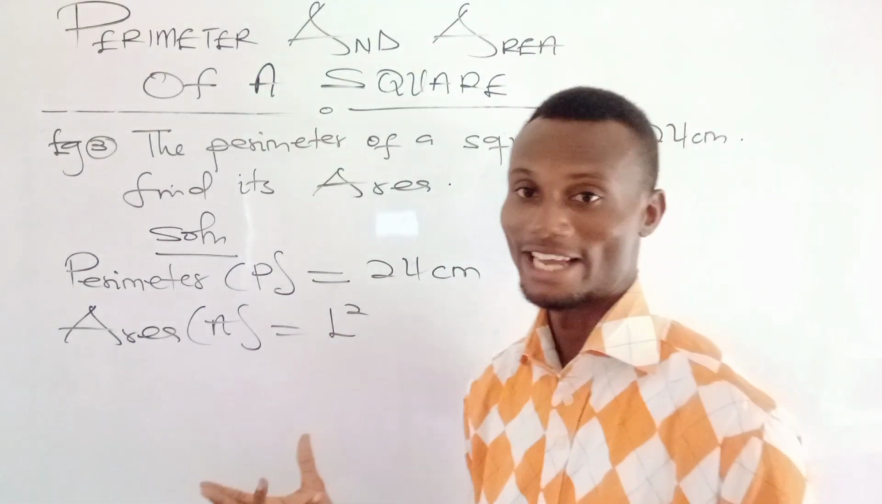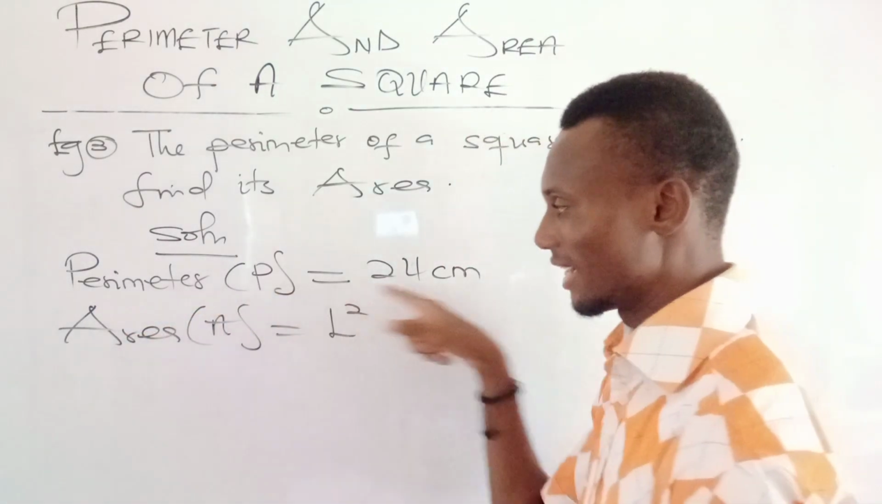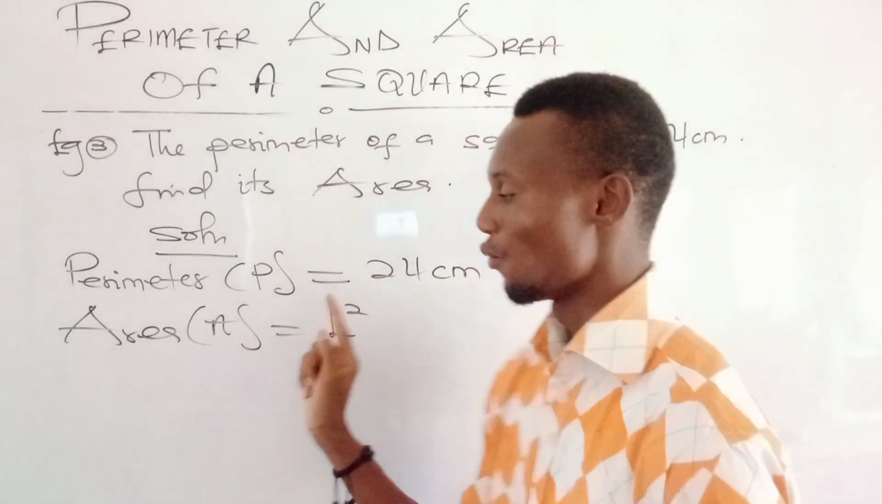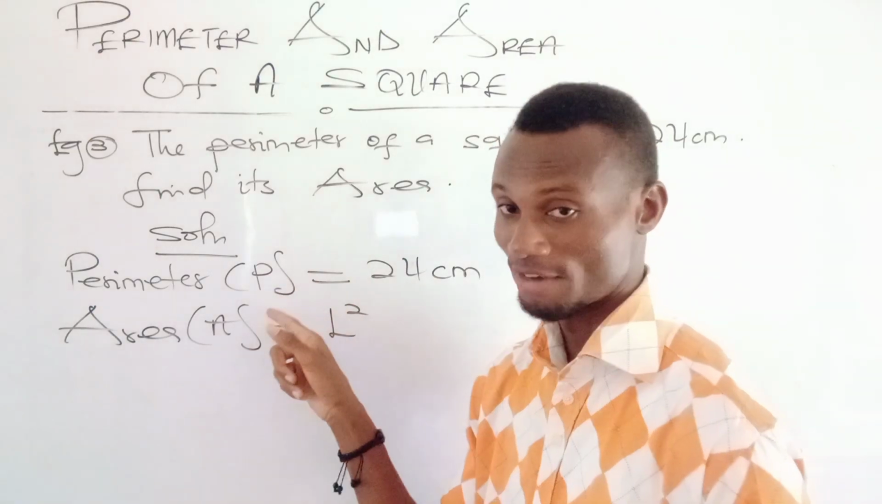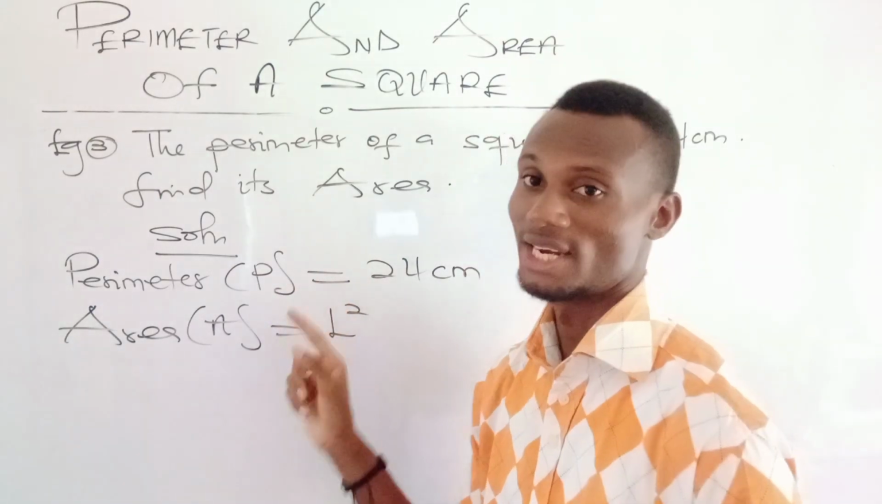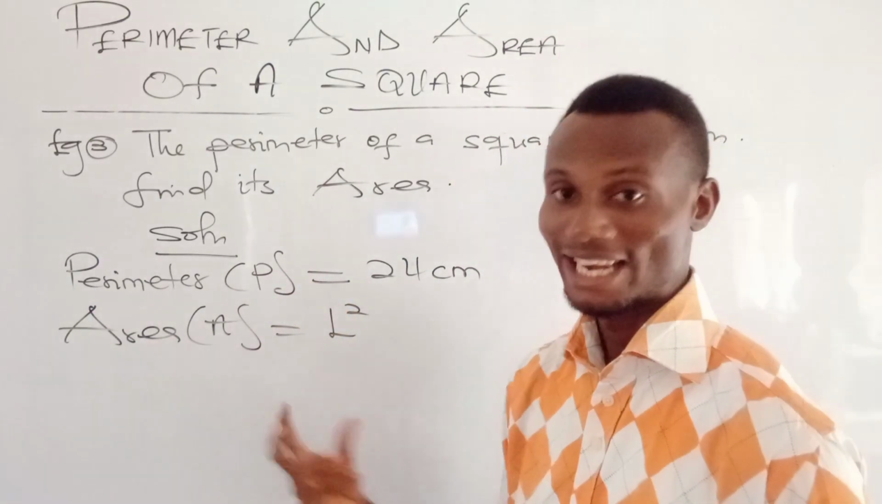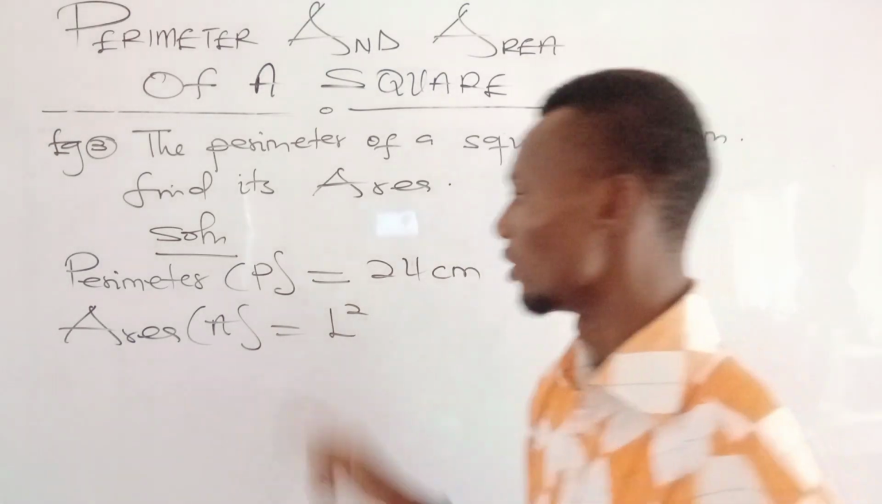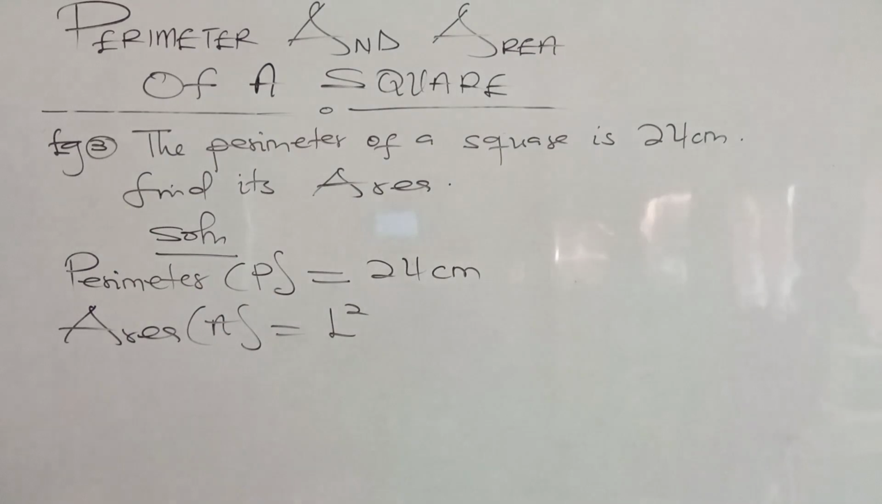So where will you get the length from? The only thing given in this question is the perimeter. It means the length that we need, we can get it from the perimeter of the square. So we go to the perimeter given, then we will find our length from it, then we can proceed to find the area. Okay, so let's go to the perimeter and get the length from there.